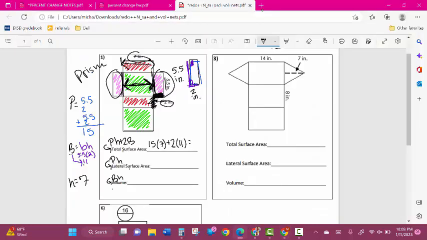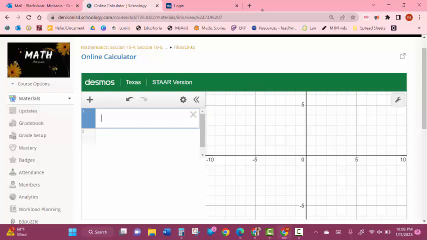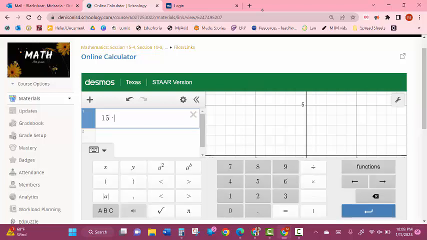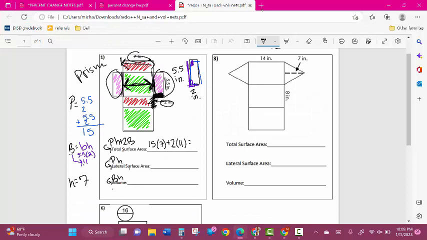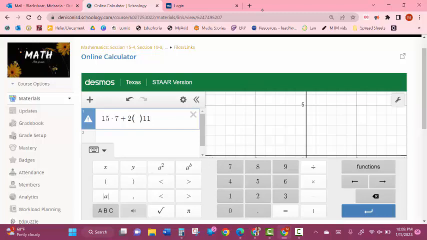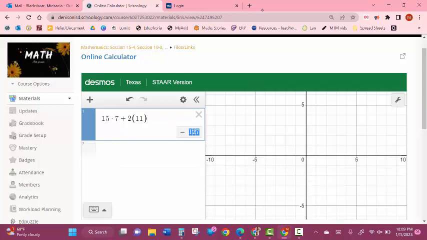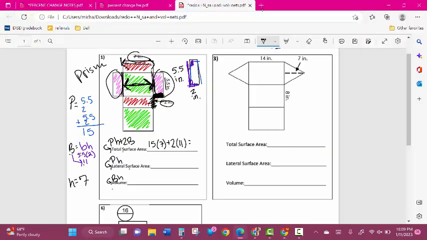And we need to type in 15 times 7, P times H, plus 2 times big B. Big B was 11, right? Yep. 11. Uh-oh. No problem, I'm just going to use the little delete button and retype it. 11. Close the parentheses there. Okay, so I know it's 127. 127 is all of this expression, so 127 is the total surface area. That would be inches squared because it's a type of area.